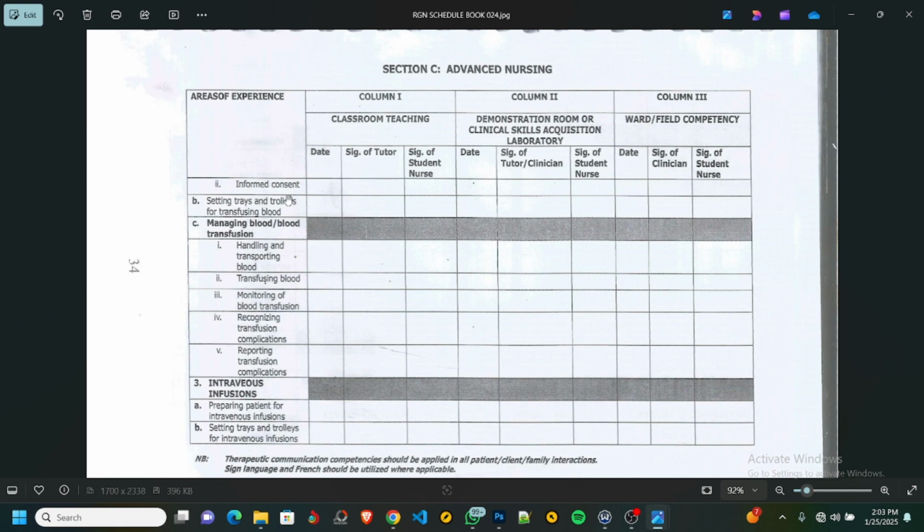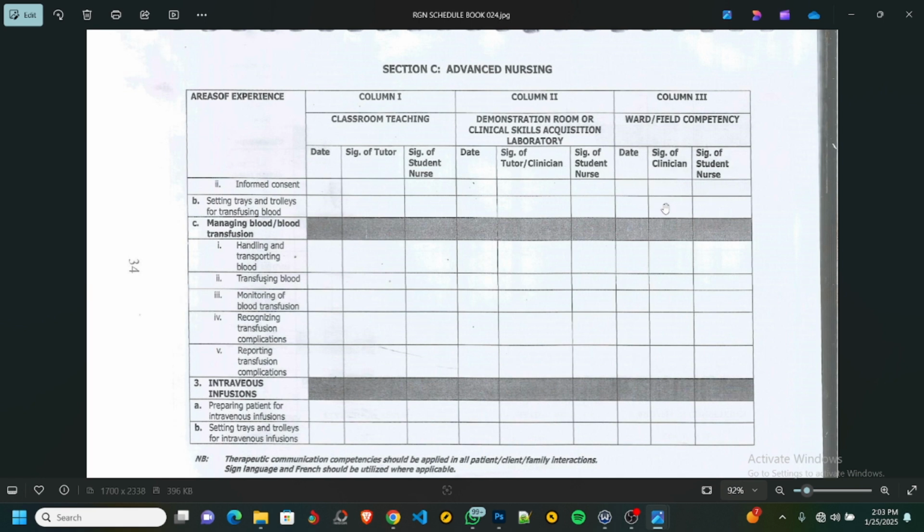We have informed consent. So in the classroom, they'll teach you what informed consent is, how to get it, how it is done, and all those things. So if you are taught, you write the date for it. Then in the skills acquisition laboratory, the same thing. You now practicalize what you were taught in the classroom, and if you do it, you also write the date for it. You sign as a student, the clinician signs. And if you are lucky to have an experience of it in the ward, you also do that.